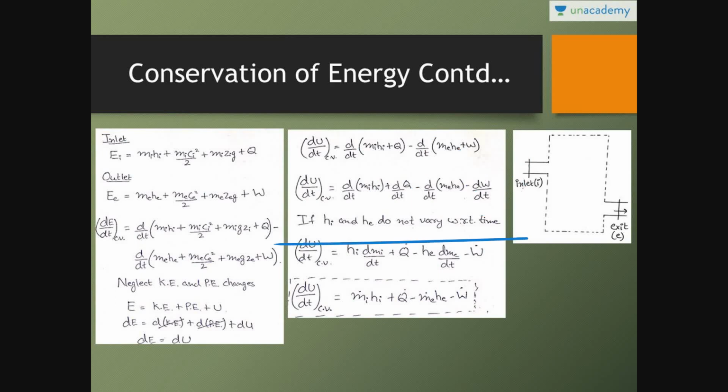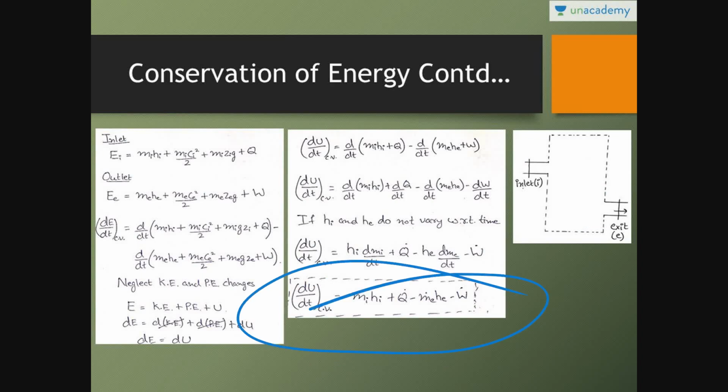If Hi and He are not varying with respect to time, enthalpy at inlet and enthalpy at exit are not changing, then dU/dt in control volume is equal to mass flow rate into Hi plus Q minus mass flow rate into He minus W. Keep this equation in mind. This is a very important equation.